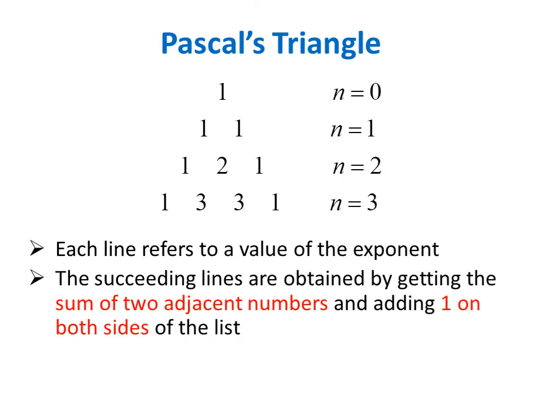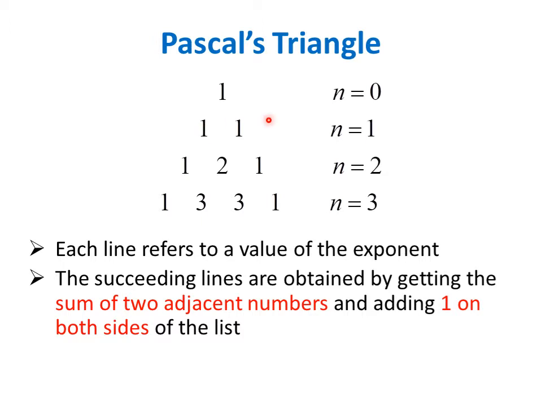Okay, so again, we have to start with 1, 1, 1, then 1 and 1. Okay, how do we get the succeeding lines? The succeeding lines are obtained by getting the sum of two adjacent numbers and adding 1 on both sides of the list. Okay, so for example, how do we get this 1 2 1 line for n equals 2 from the previous line?